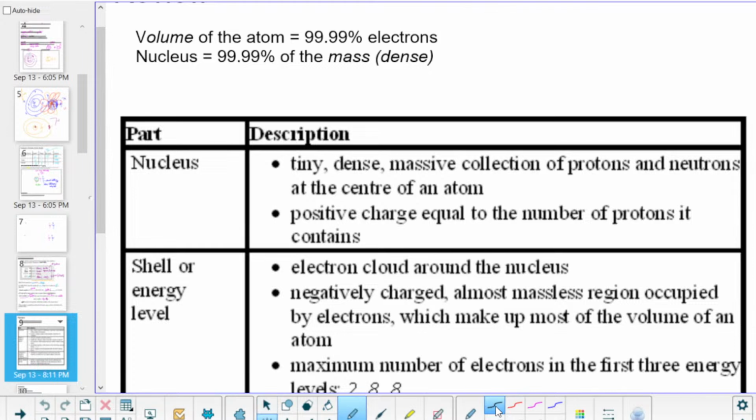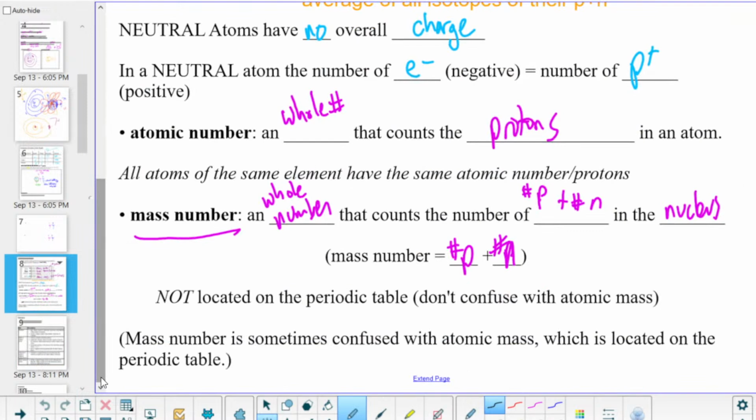Okay. Everybody has their notes out. They've turned to the correct page. I'm going to turn to this page. I believe we finished everything else up to here.